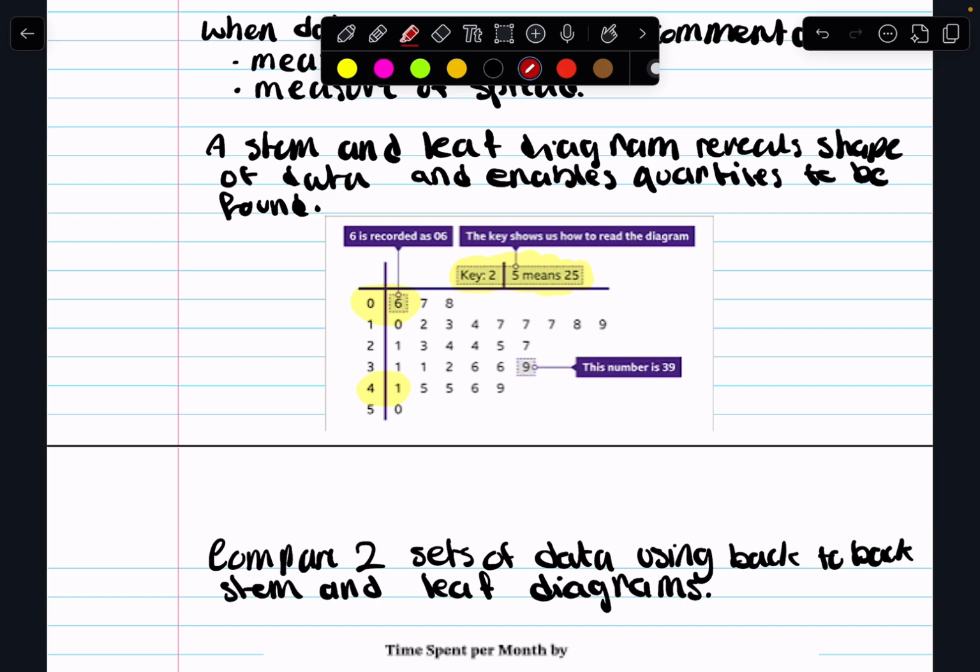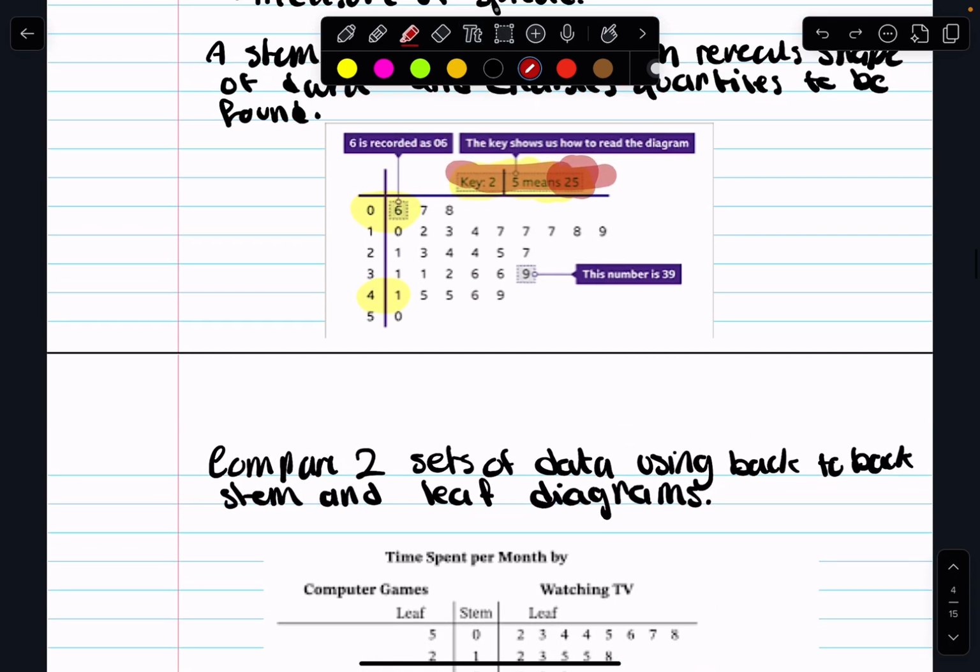A stem and leaf diagram reveals the shape of data and enables quartiles to be formed. What is a stem and leaf diagram? It has a key like this. 2|5 means 25. So then all of these values follow this rule. So if I have 0|6, then it's 0.6, you know. Then if I have 4|1, it's 41. So whenever you're asked to draw stem and leaf diagrams, the most important thing to do is to actually start with a key and follow that key for all your values.